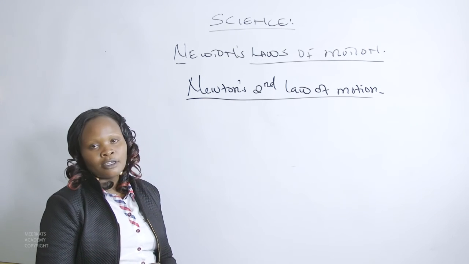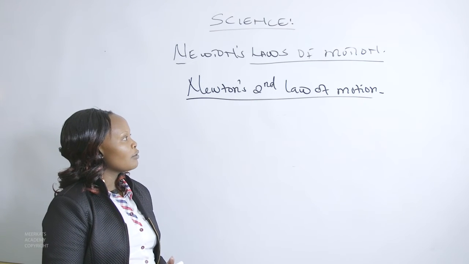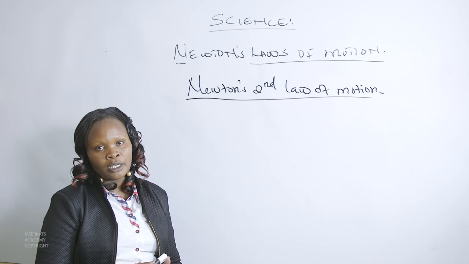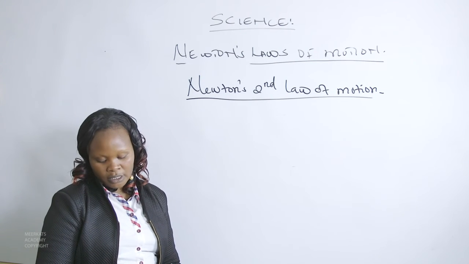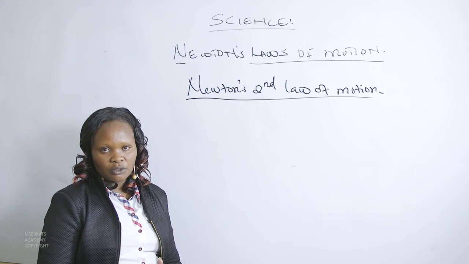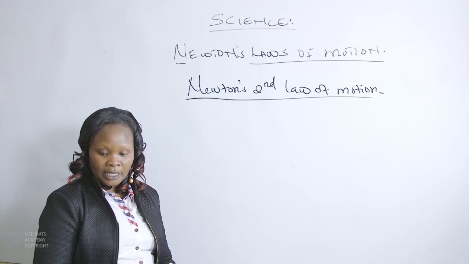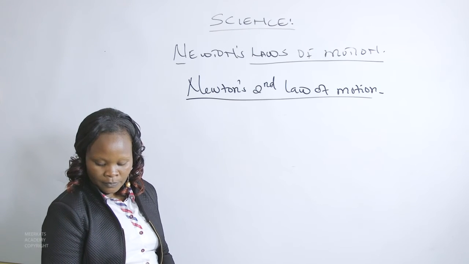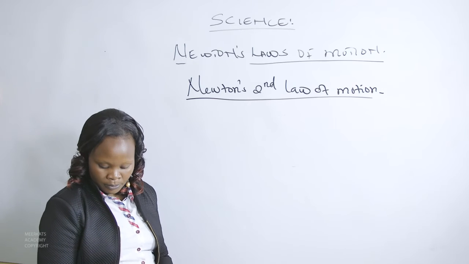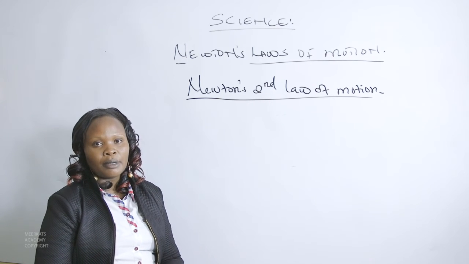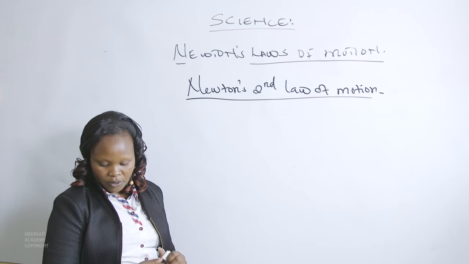Now, from the first law, we have seen that unless we have an external force acting on a body, the state of motion of that body is not altered. Now, we want to introduce an external force and see how that is going to impact our momentum, and probably come up with a second law of motion. So let us consider a body.